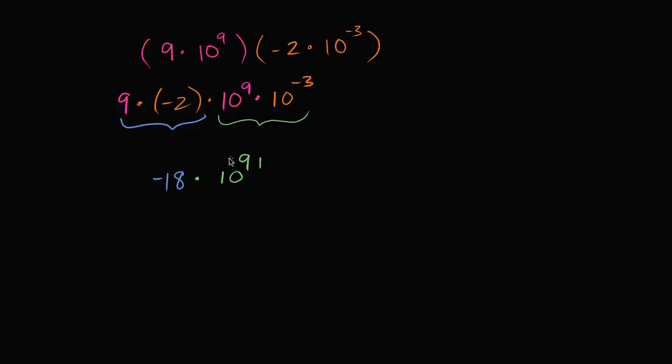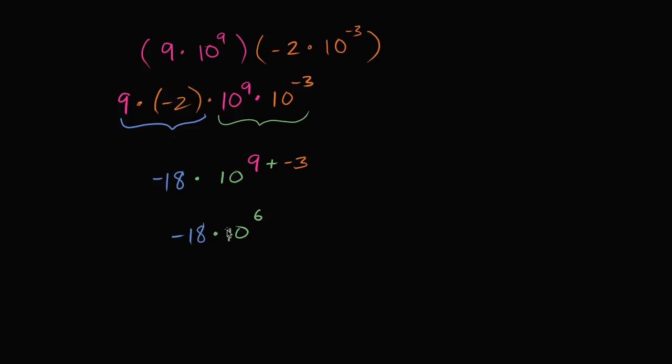Let me use those colors so you see where that 9 and that negative 3 came from. 9 plus negative 3 power. Now what's this going to be? Well, this is going to be equal to negative 18 times 10 to the 9 plus negative 3, same thing as 9 minus 3, which is 6. Negative 18 times 10 to the 6th power.